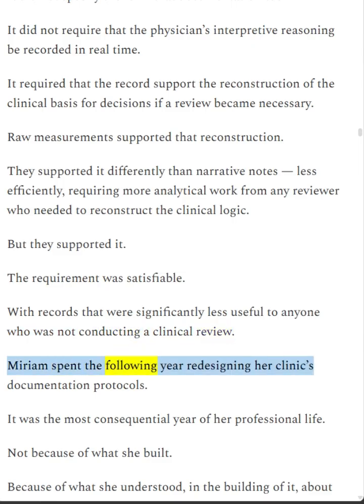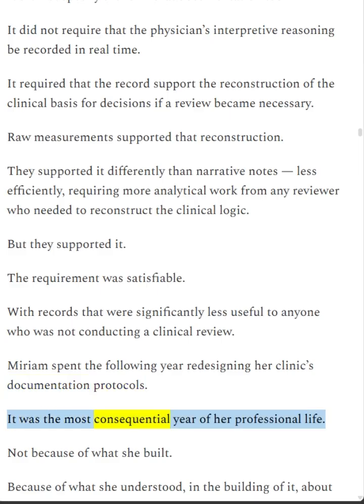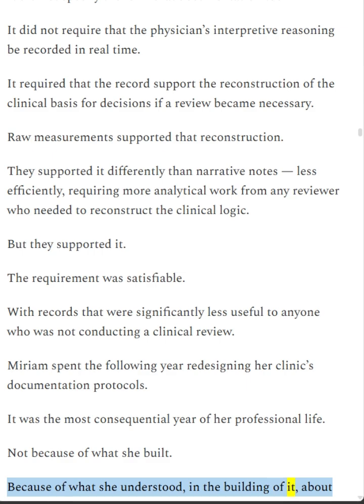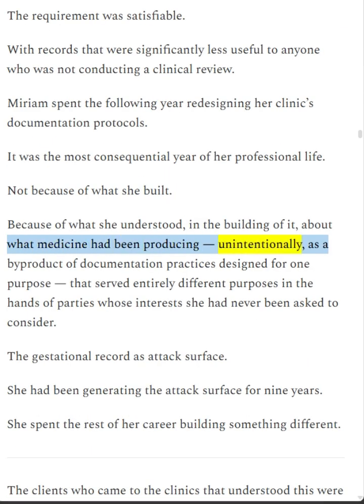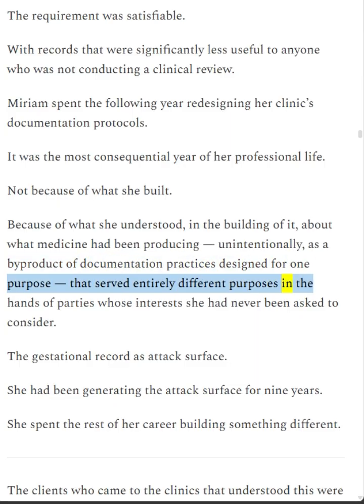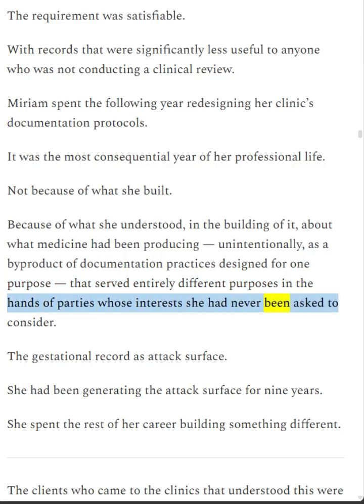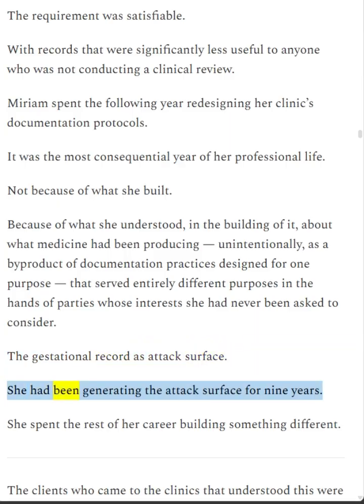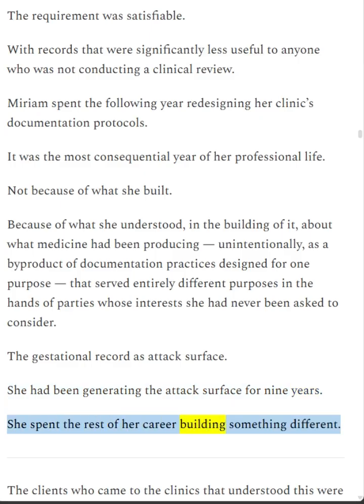Miriam spent the following year redesigning her clinic's documentation protocols. It was the most consequential year of her professional life. Not because of what she built, but because of what she understood in the building of it, about what medicine had been producing unintentionally, as a byproduct of documentation practices designed for one purpose, that served entirely different purposes in the hands of parties whose interests she had never been asked to consider. The gestational record as a tax surface. She had been generating the attack surface for 9 years. She spent the rest of her career building something different.